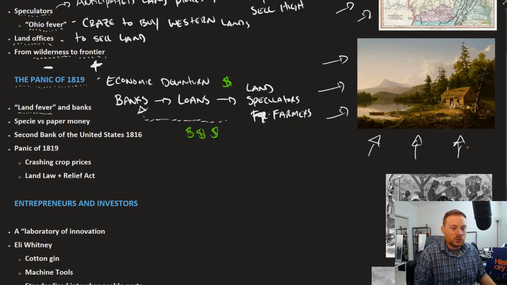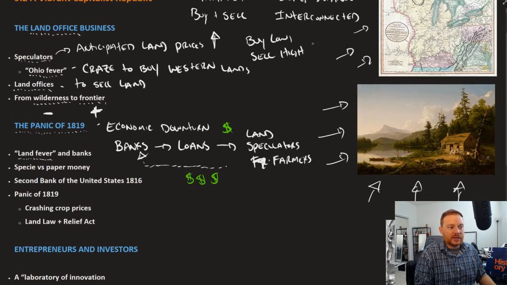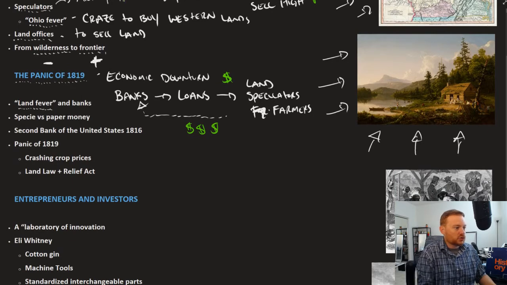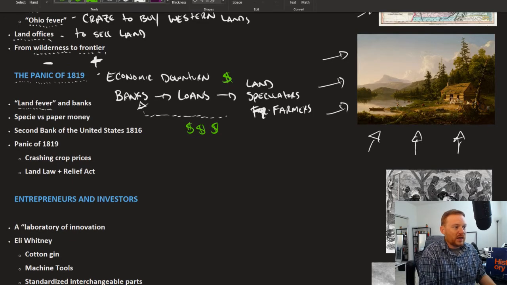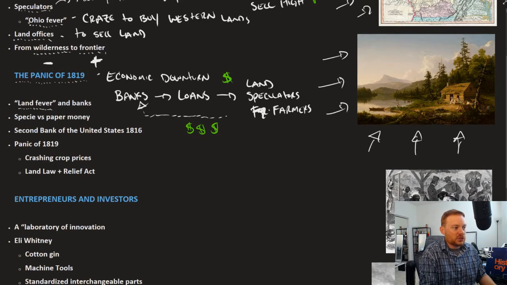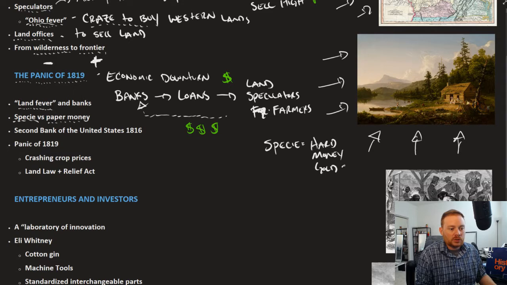That's the idea. That is only if the price of land actually goes up, right? That's how they're going to make their money. The same thing is true for farmers who did that. However, because there was such a desire, there was such a craze over land, that banks began to issue more and more paper money as opposed to specie. Specie is what we call hard money, right? Specifically gold or silver, right?